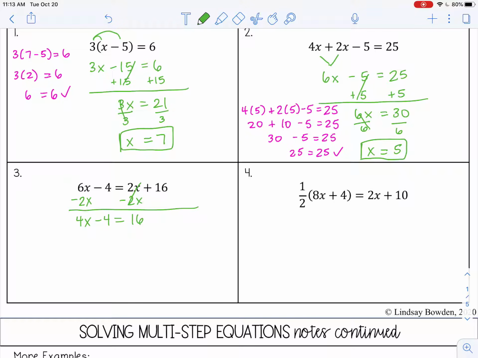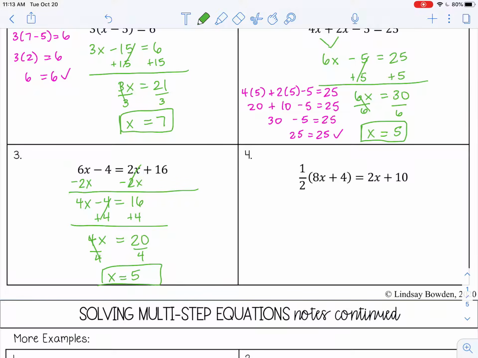All right, now I just have a two-step equation. So I want to isolate the variable. I want to get x by itself. So I can add 4 to both sides. So I'm moving those constants to the other side. That's 20. And now I can divide by 4. 20 divided by 4 is 5.